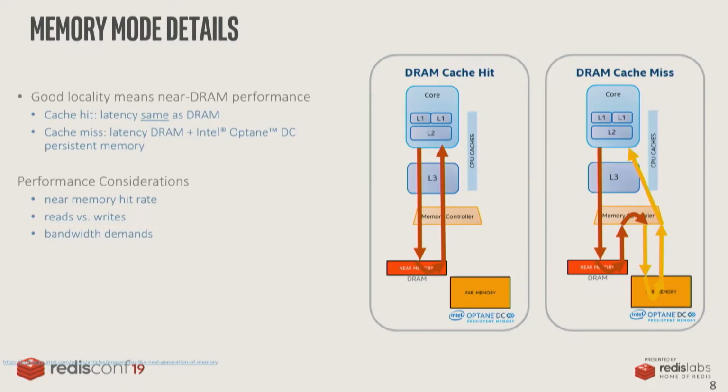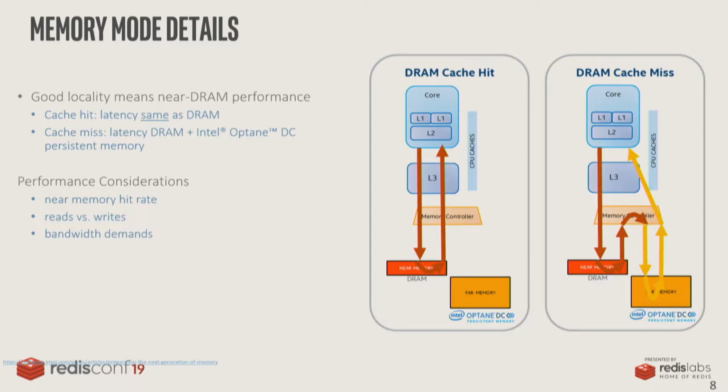And you can have different ratios of near memory and far memory depending on your workload characteristics. Typically, we would see a 1:4 or 1:8 ratio of near memory to far memory capacity. So let's say 256 gigabytes of DRAM to 1 terabyte of Apache or Optane DC persistent memory. I'll just call it persistent memory.